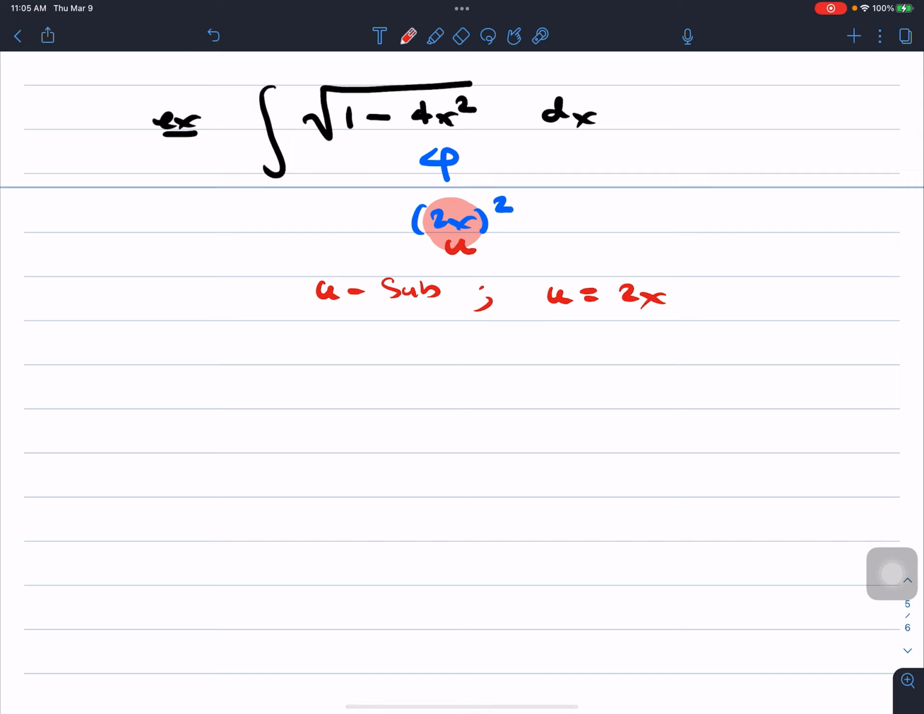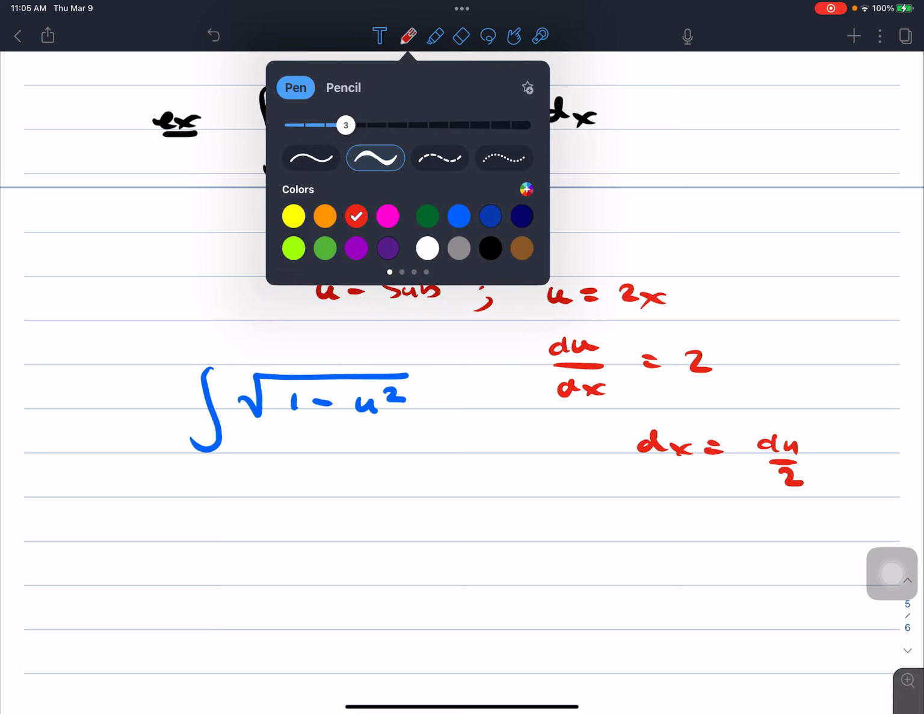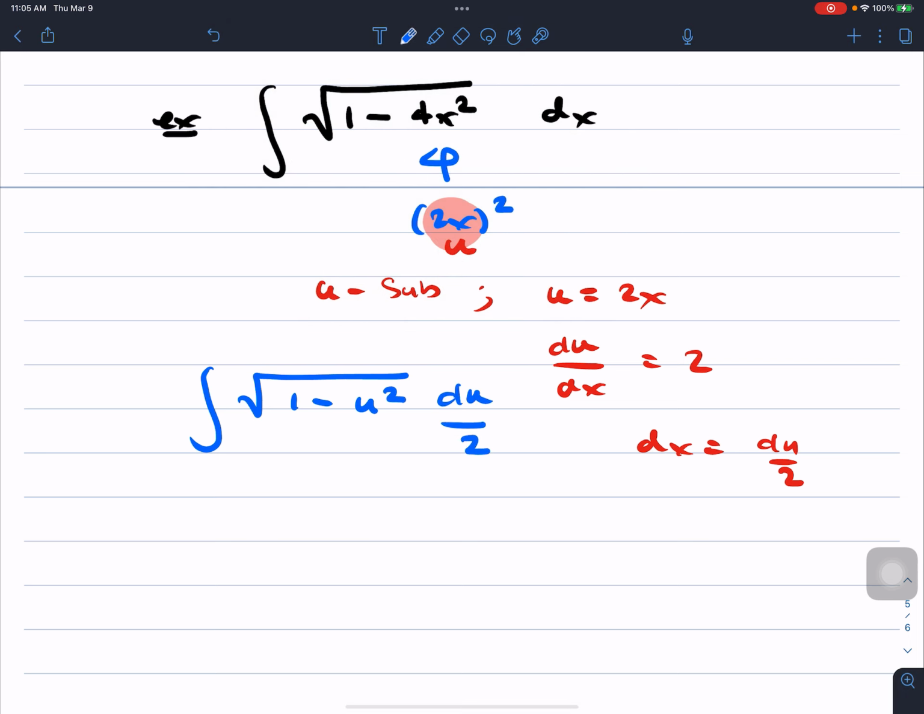So I'm going to replace this with a u, and you say, is that going to be the integral of the square root of what? 1 minus u squared. What is dx, though, because it's u sub? du is 2 dx. What does that mean about our dx? dx will be du over 2. Okay? So do your u sub. Pull out the constant. So now this is 1/2 integral square root of 1 minus u squared du.